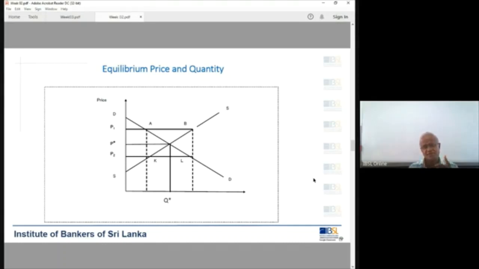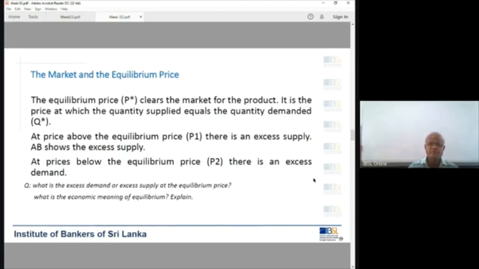At the equilibrium price, there is no excess demand or excess supply. If the market price is above the equilibrium price, there is excess supply. If the market price is below the equilibrium price, there will be excess demand for the product. At a price below the equilibrium price, there is an excess demand.